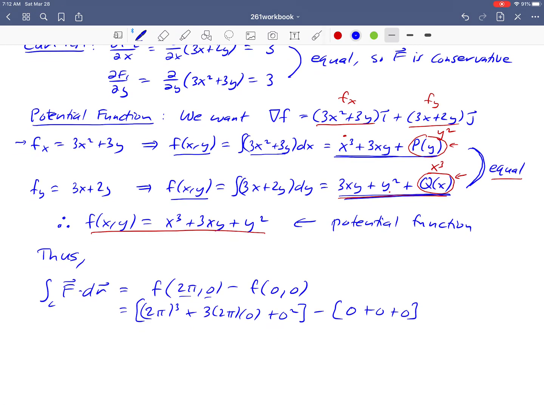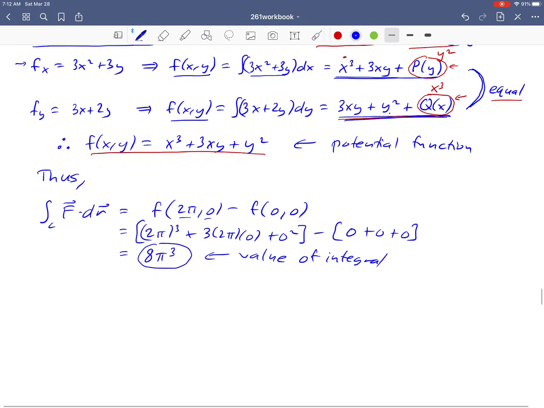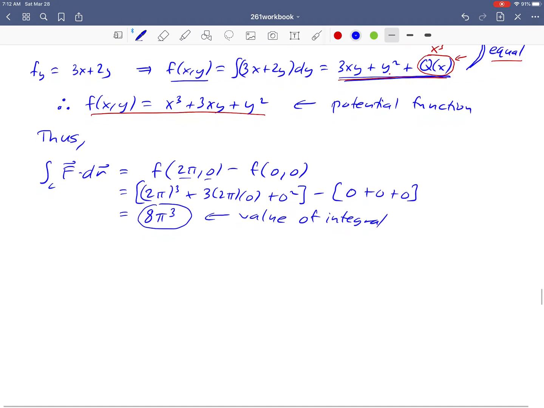Minus f of 0, 0, and notice that if you plug 0 in for x and y, you're just going to get a bunch of zeros. So that second term goes away. So what do we get for our answer here? Well, the only thing that really survives is the 2 pi cubed. We do that calculation, we're going to get 8 pi cubed. That should be the value of our integral. And we are done with the problem.